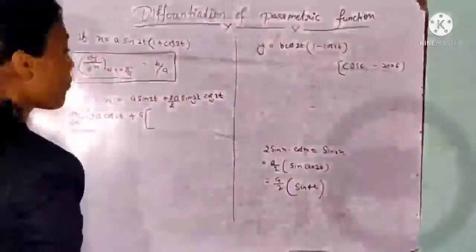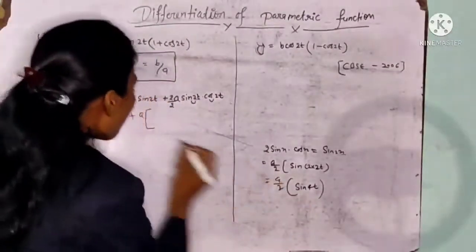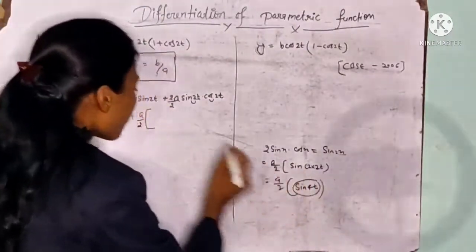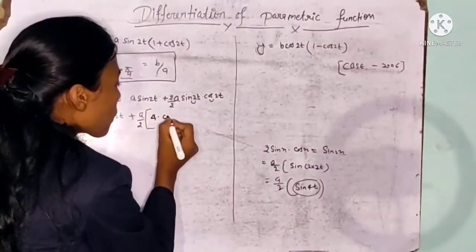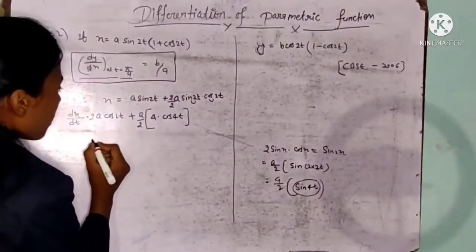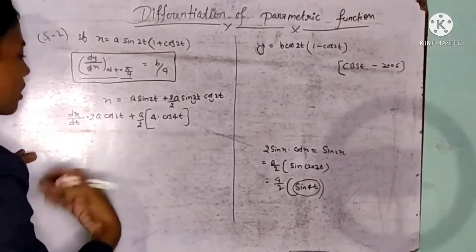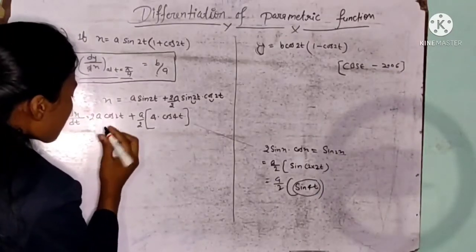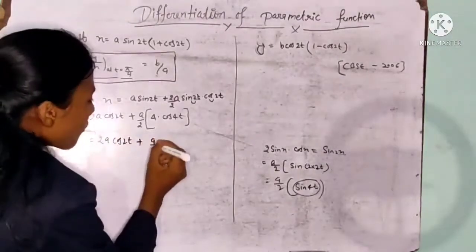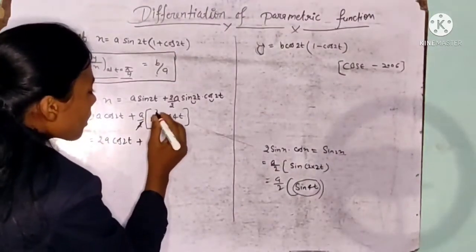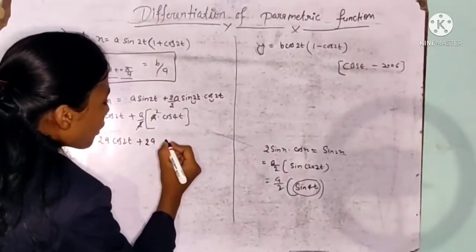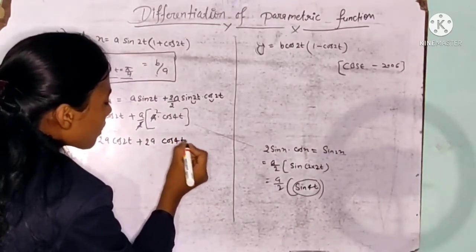So this is the function. Next, a by 2 is the common factor, so we take a by 2 common, and what happens? Sine 4t differentiation gives 4 into cos of 4t. I hope you can understand. If you take common, it's okay, otherwise leave it. So just leave this function the same as 2a cos 2t plus a by 2, the 4 gets cancelled, and remaining we have 2a into cos 4t.